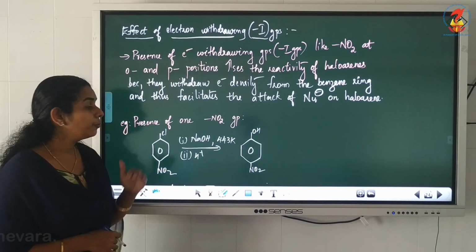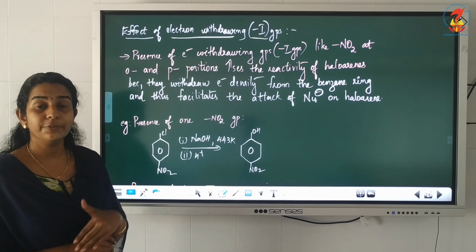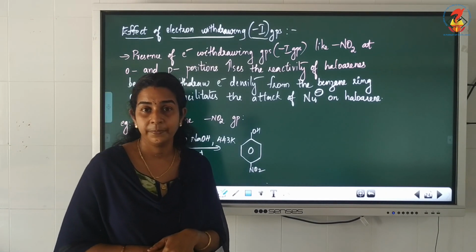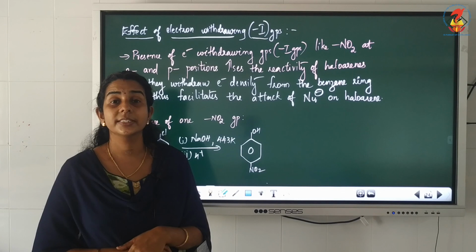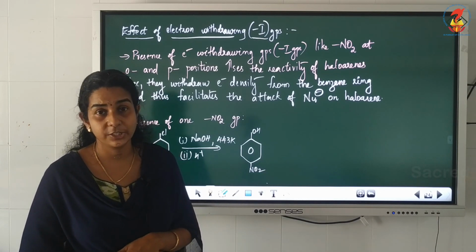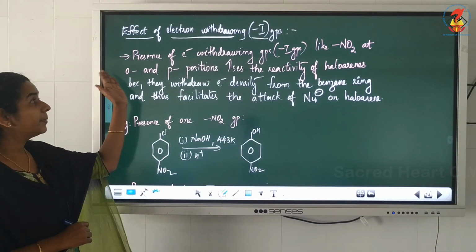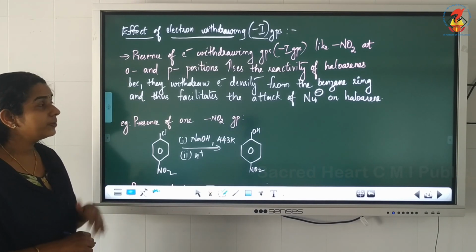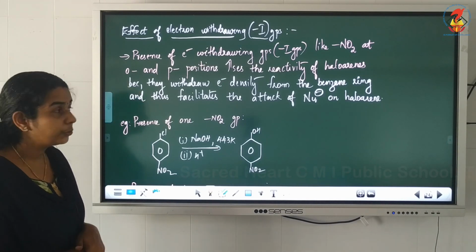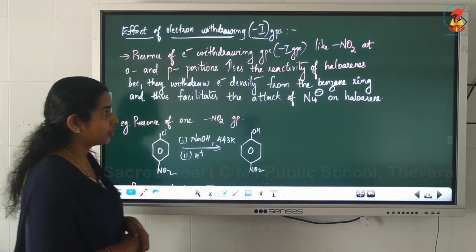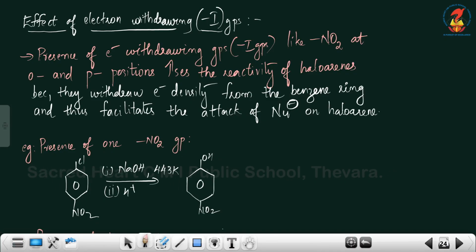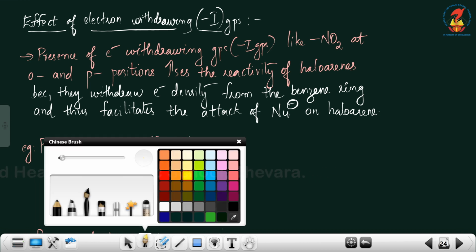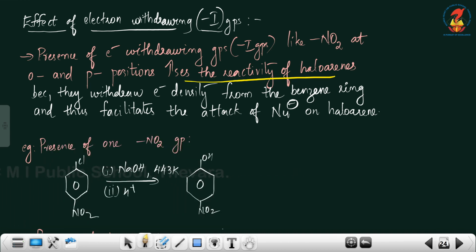So if a nitro group is present along with chlorine in the benzene ring, will there be any effect on this nucleophilic substitution reaction? That we will see. The presence of electron withdrawing groups, that is minus I groups like the nitro group, at ortho and para positions will increase the reactivity of haloarenes. So if any minus I group is present in the benzene ring, the reactivity of haloarenes towards nucleophilic substitution reaction will be high.